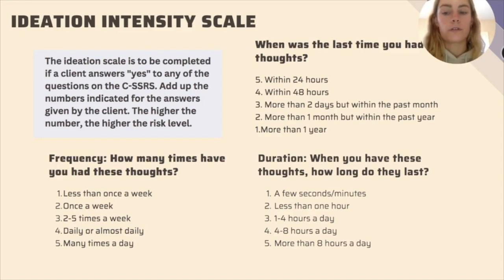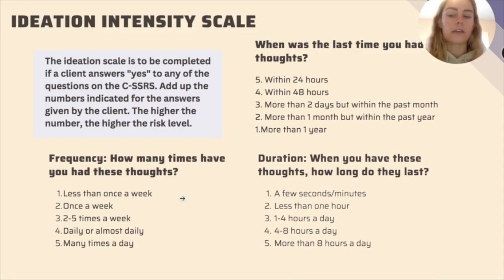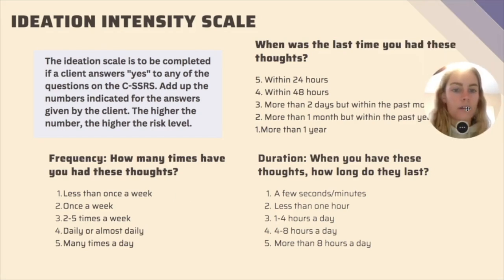So the first step would be the frequency. How many times have you had these thoughts? Less than once a week, 2 to 5 times a week, daily or almost daily, many times a day. As you can see, the higher the number gets, the higher the risk is. And therefore, at the end, when we add all of these up, the higher the number, the higher the risk level.